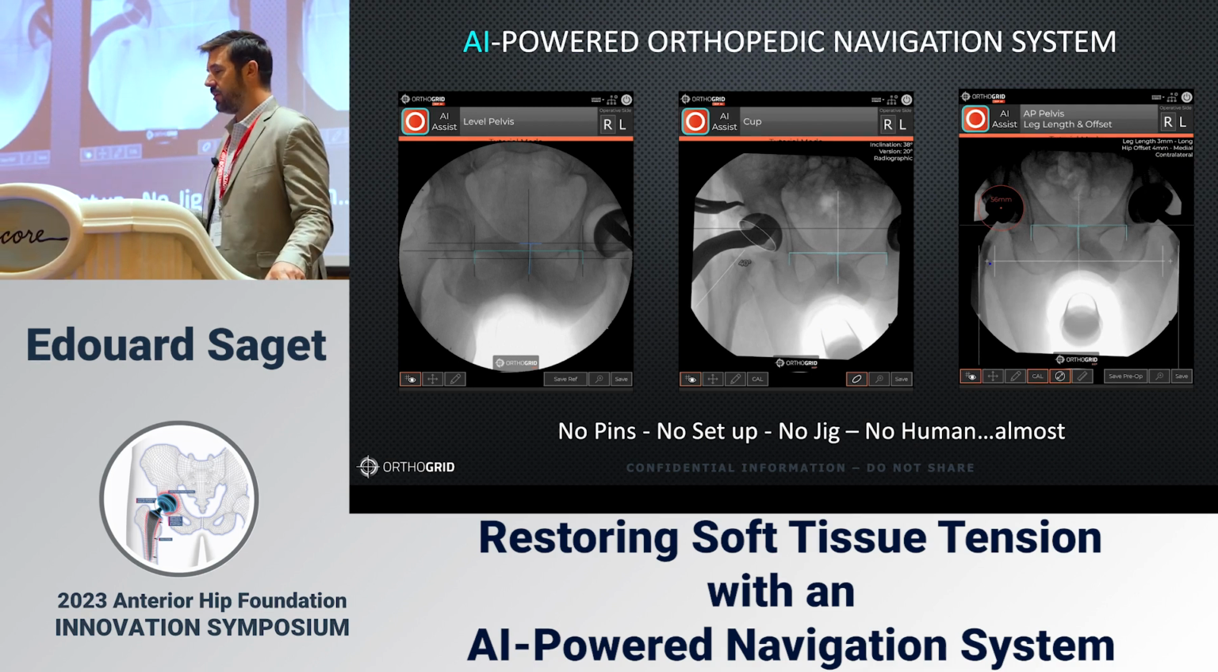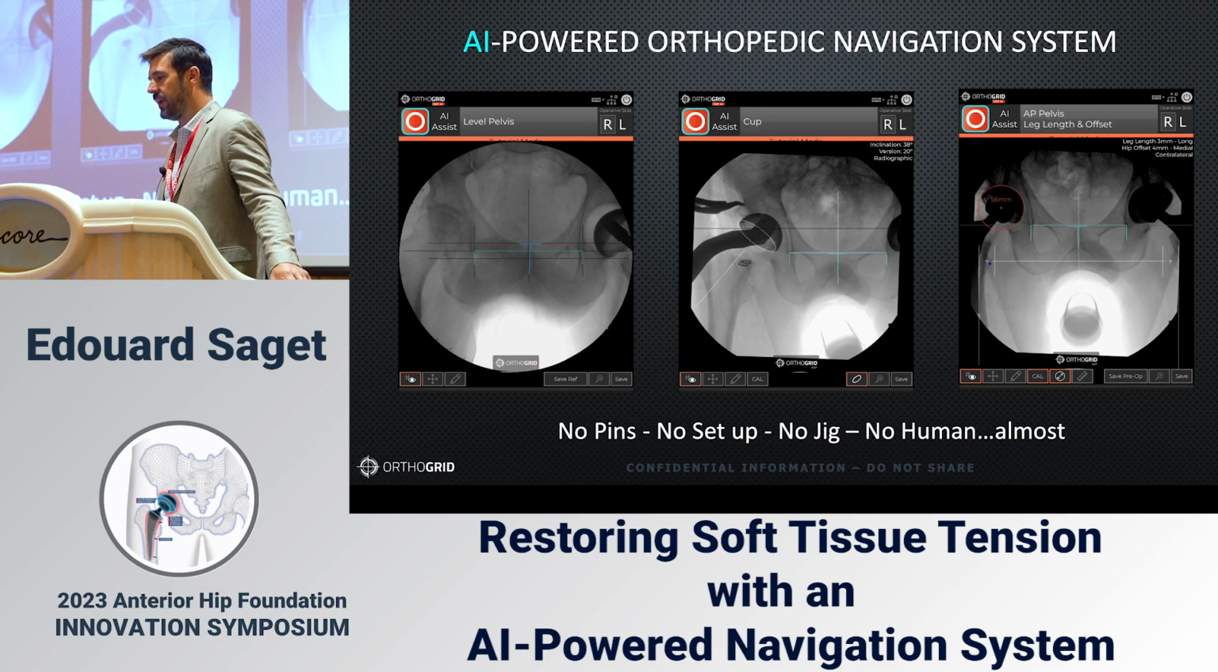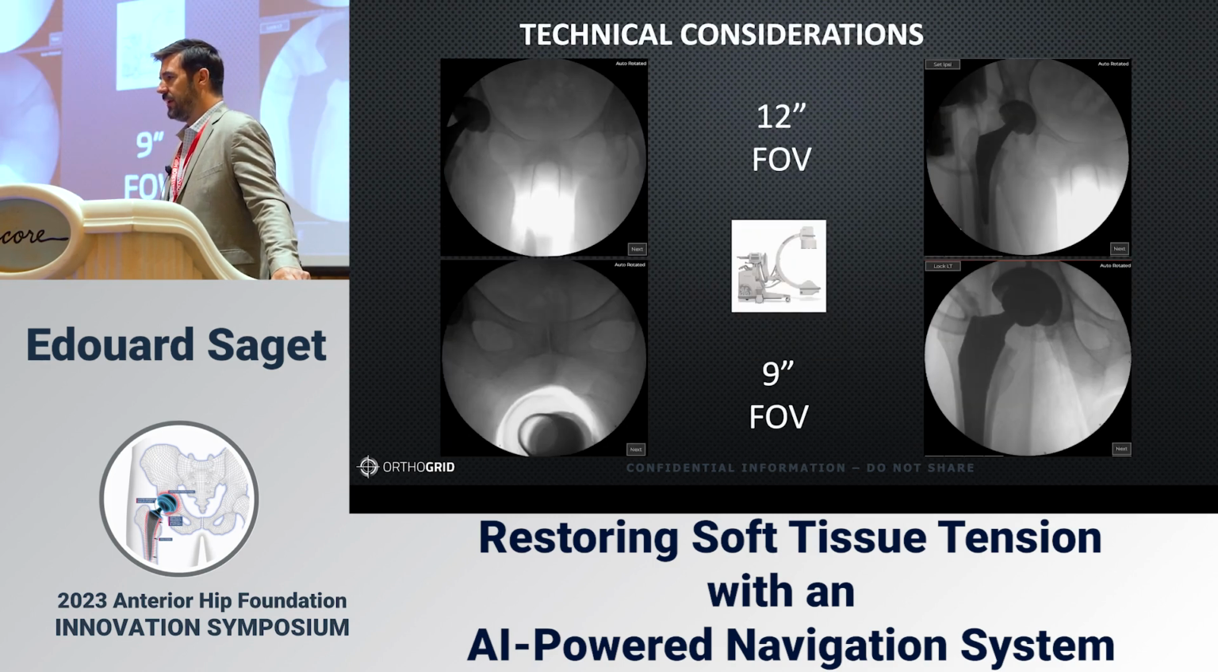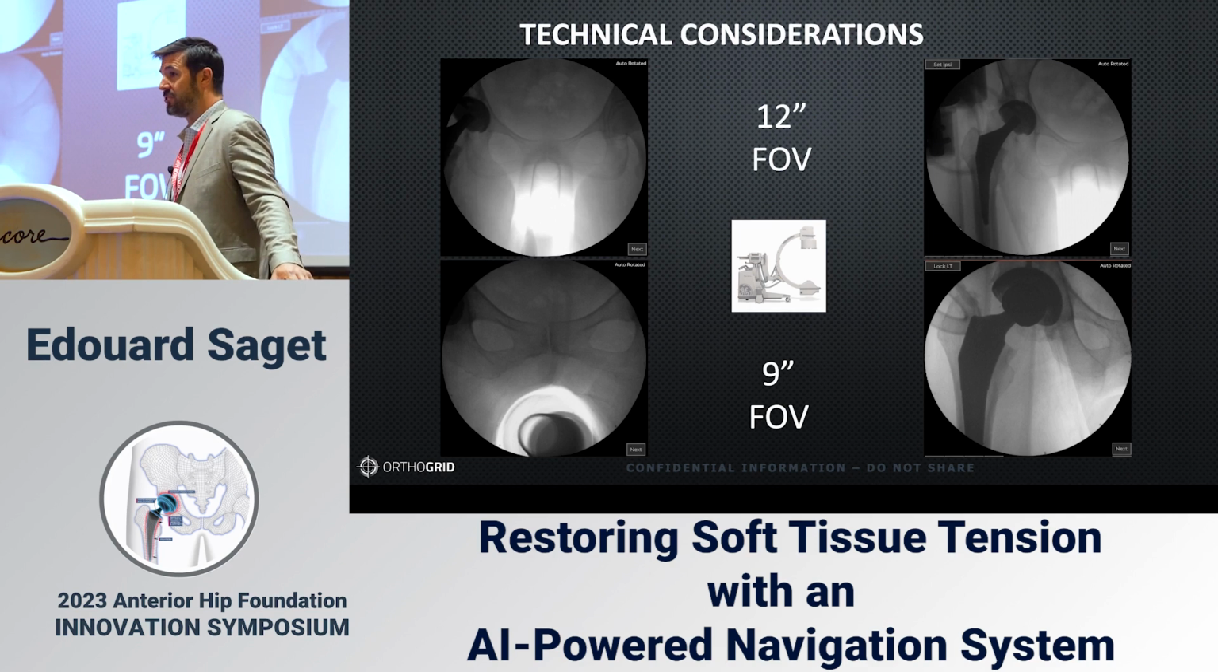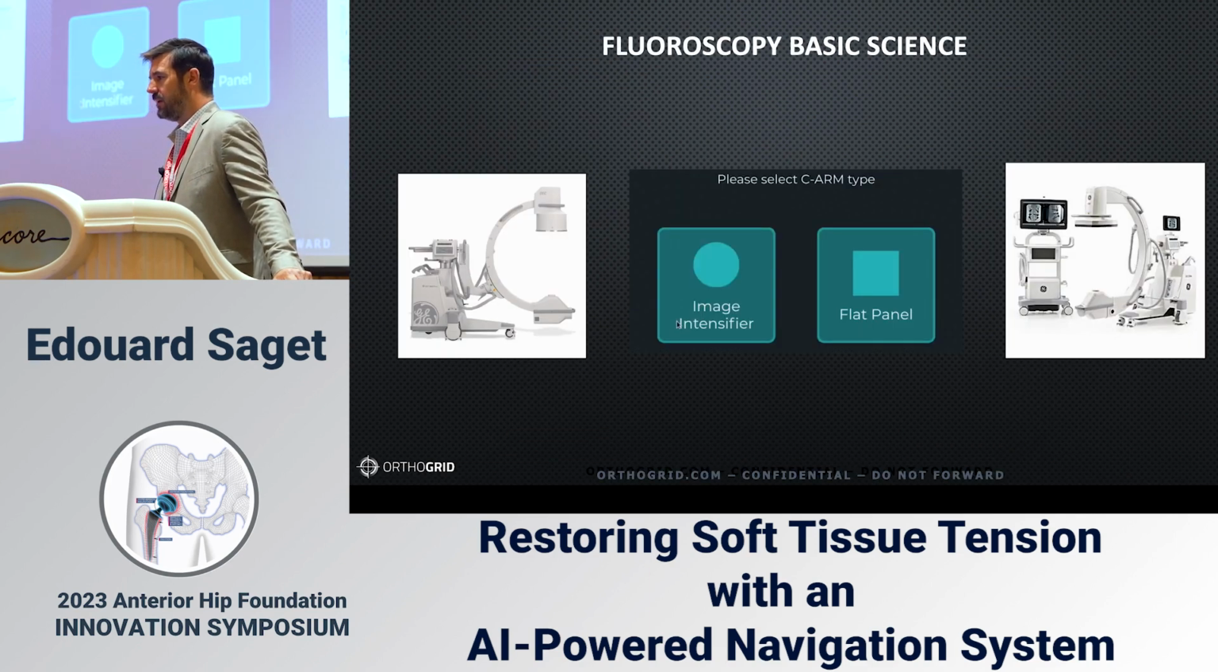There are no pins with this technology. There's no setup, no jig, and with the AI, there's almost no human involved. There's some technical consideration with fluoroscopy. As you know, 12-inch versus 9-inch doesn't have the same field of view, so for us, the AI doesn't have the same level of information in the image to draw from.